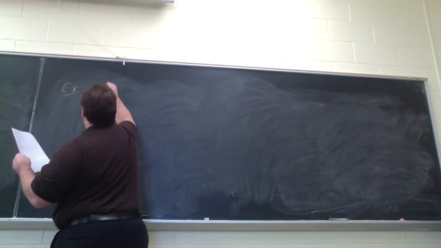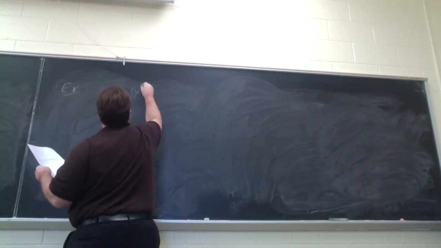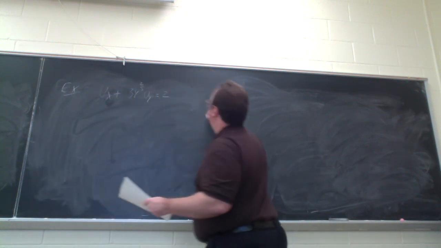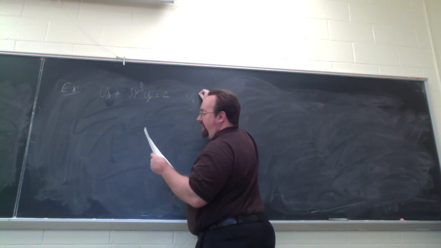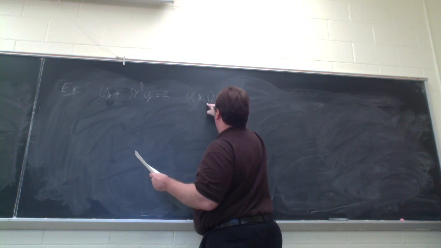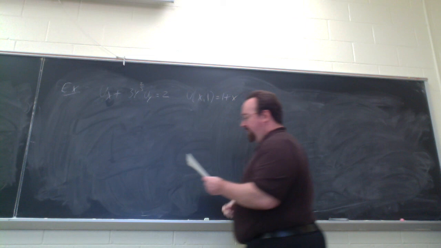So this is a strange one. du/dx plus 3y to the 2/3 du/dy is equal to 2. And then our initial condition is u of x, 1. So our initial curve is not the x-axis, but 1 unit up from that. And then this value is 1 plus x.